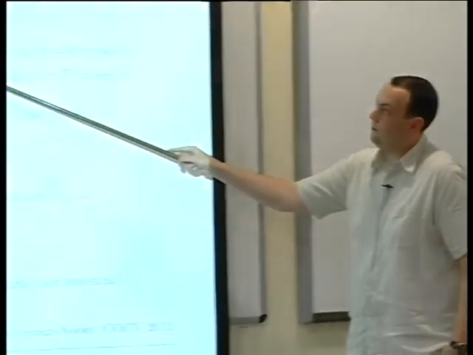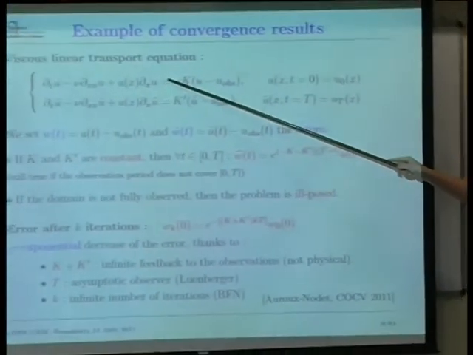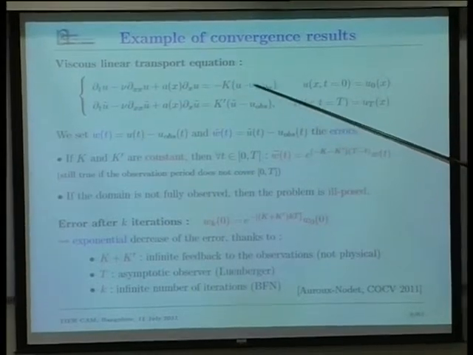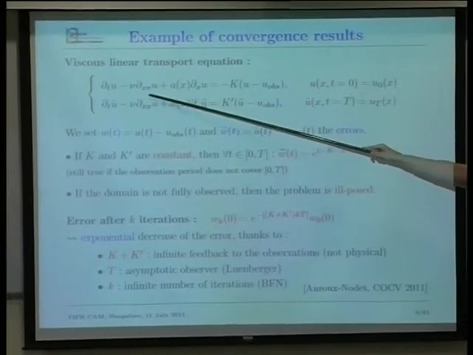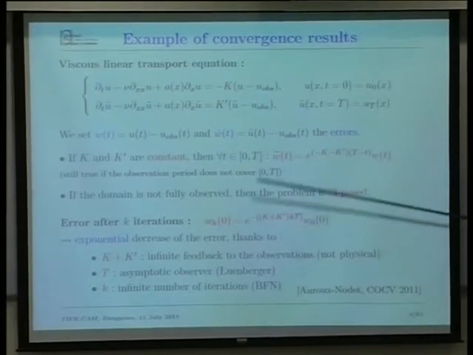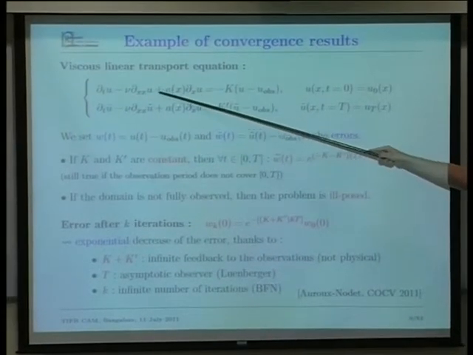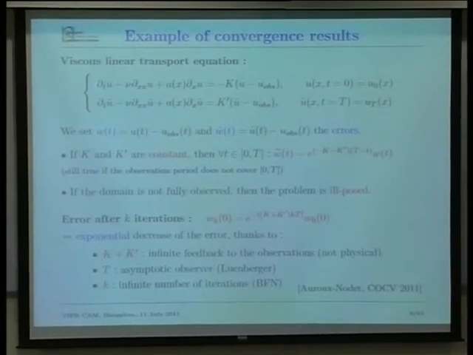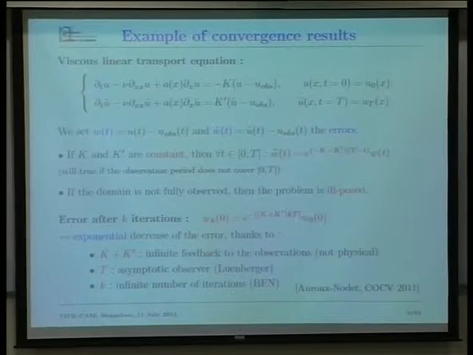First, some mathematical convergence results. For instance, we consider a viscous linear transport equation. The direct model is here. The transport is given by a function a of x. So it is linear, and you add some diffusion. We assume that the observations are a solution of this equation.